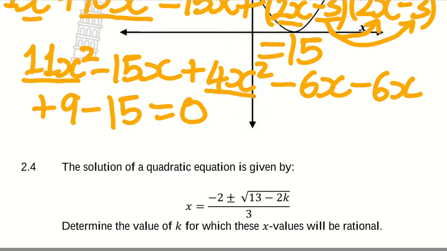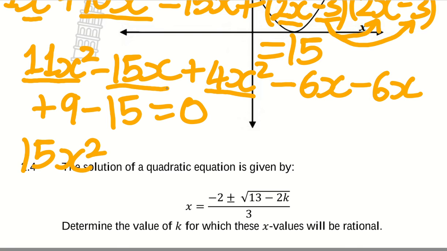11x squared plus 4x squared. Do you see the x's that I'm adding? I'm not just adding anything that has an x. The x must have the same exponent. So 11x squared, 4x squared, both of the x's have a squared, you see. So that's why I'm able to add them. So 11 plus 4 will give us 15. So it's going to be 15x squared.